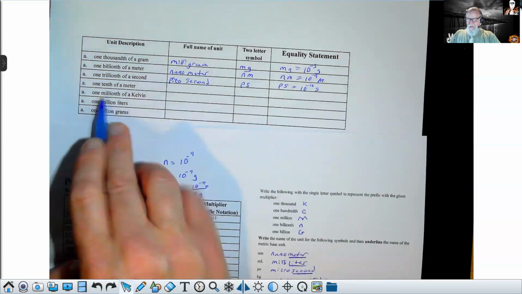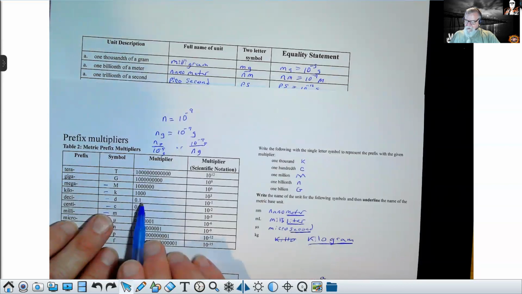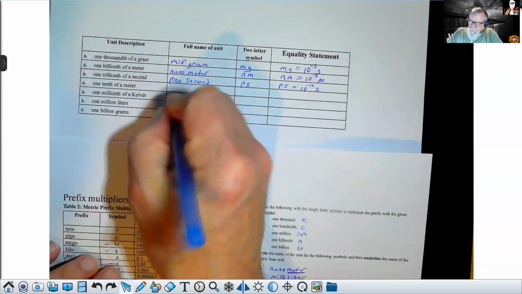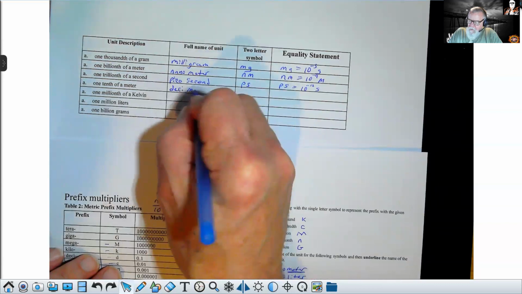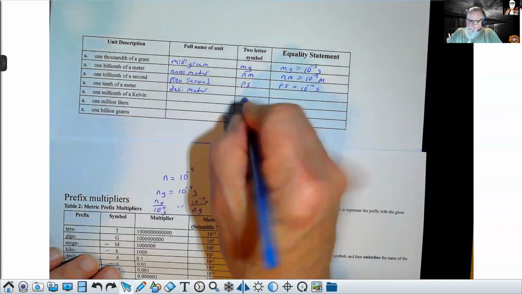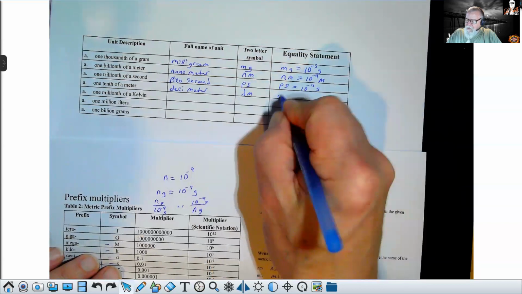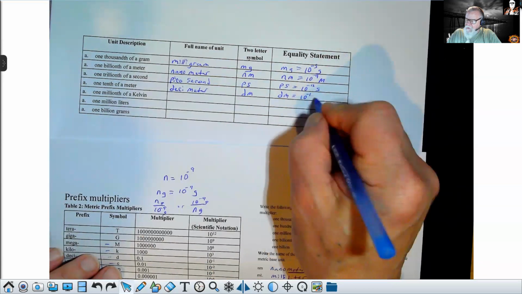All right, so 1/10 of a meter. So a tenth of a meter, this is a tenth, right? That's deci. So decimeter. This is dm. And so dm is equal to 10 to the negative 1 meter.